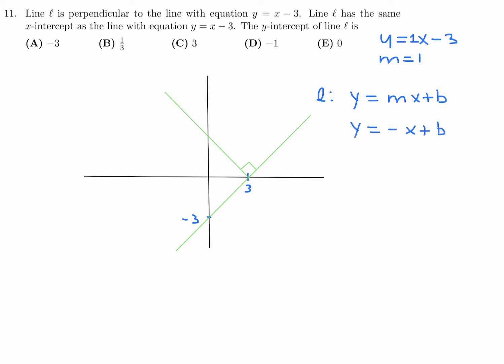Now, to figure out what b is, we can plug in that point, which is (3, 0). So plugging in 0 and 3 for y and x, that means b is equal to 3. So the full equation is y is equal to minus x plus 3. They want the y-intercept, so set x equal to 0, and when you do, you get 3. So number 11, the answer is C.